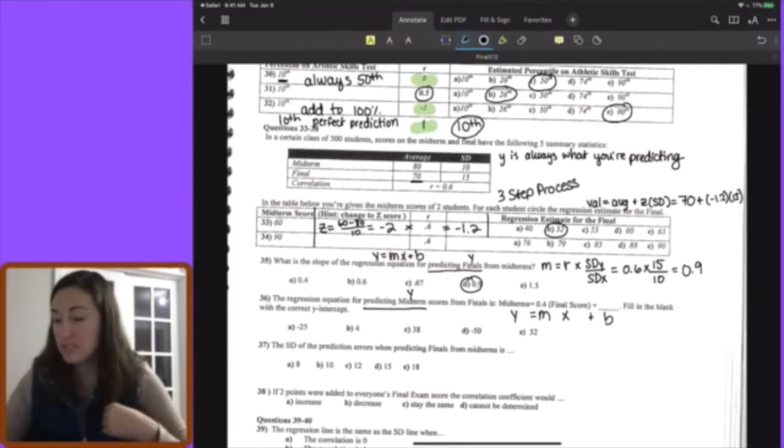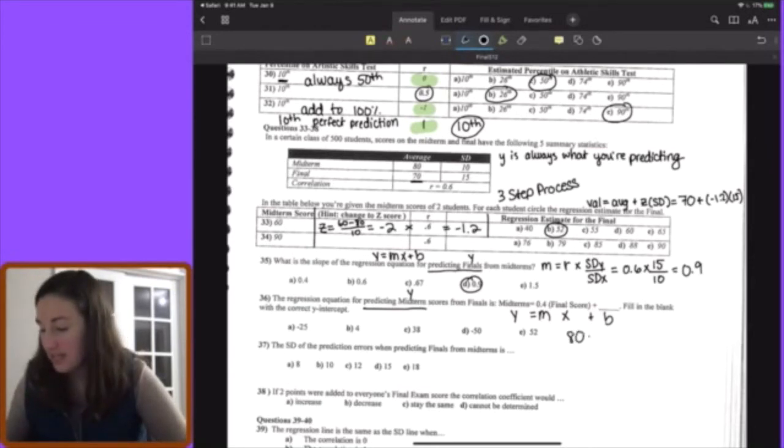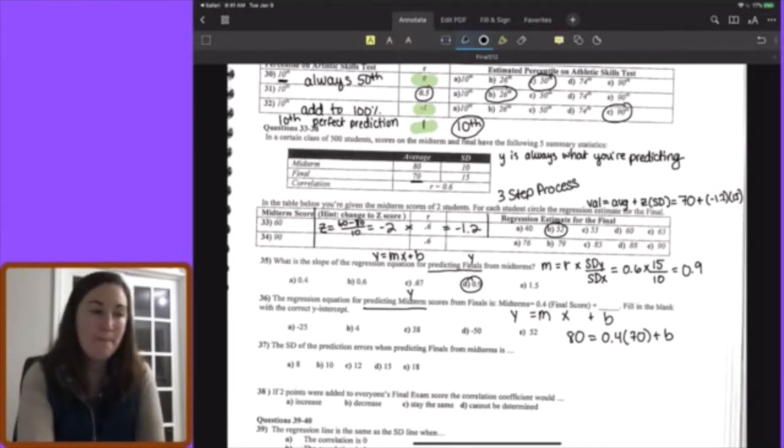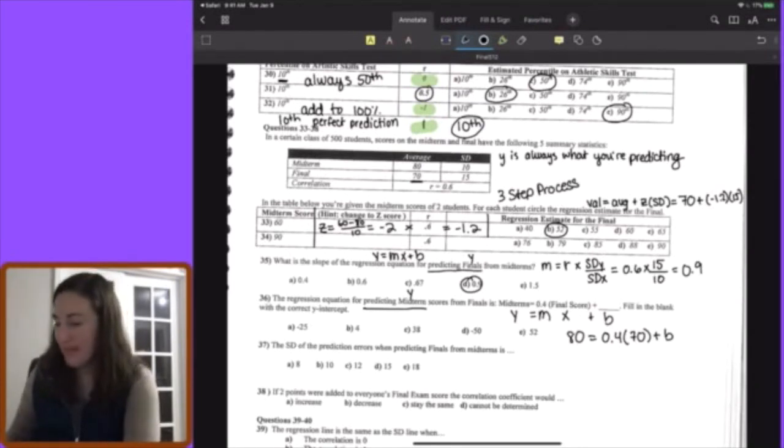I already know the slope, so the only point that I have here is the point of averages. So for midterms, the average was 80 equals the slope, 0.4, times, for finals, the average is 70, and then plus b. And I can go ahead and solve that equation for b. And this ends up being 52.